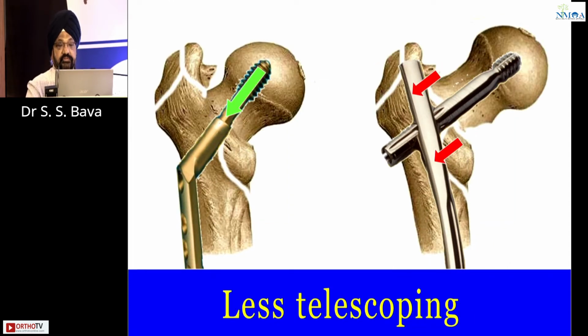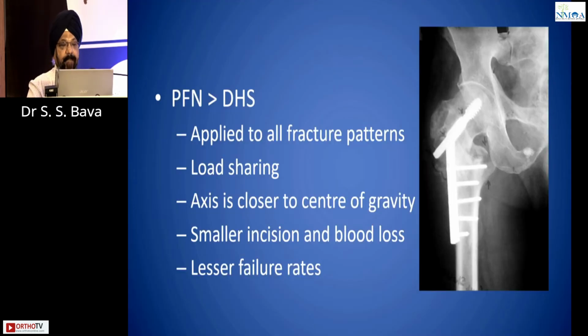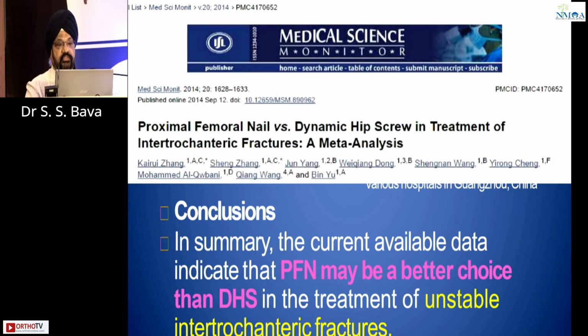What about telescoping? There is less telescoping with PFN, and therefore less varus collapse, less shortening, and it prevents medialization of the shaft. PFN can be applied to all types of fractures, stable or unstable. They are load sharing, the axis is closer to the center of gravity, and of course there is a small incision, less blood loss, and lower failure rates. This is a meta-analysis in which they say PFN is a better choice than DHS.